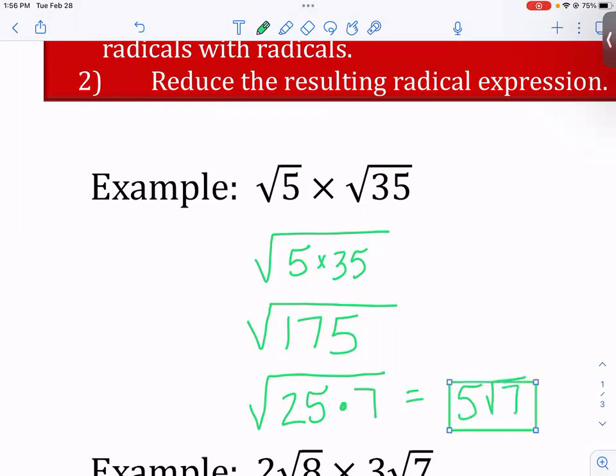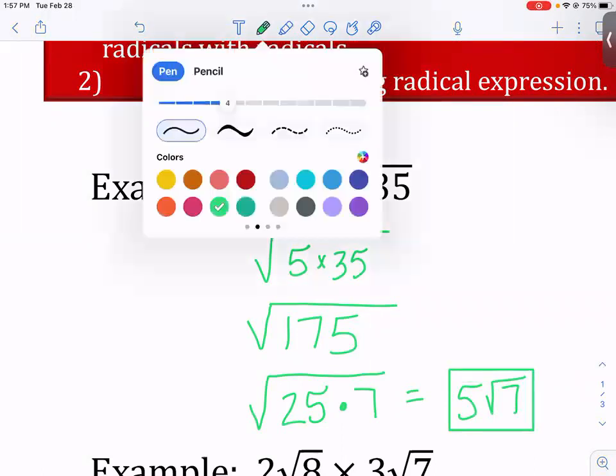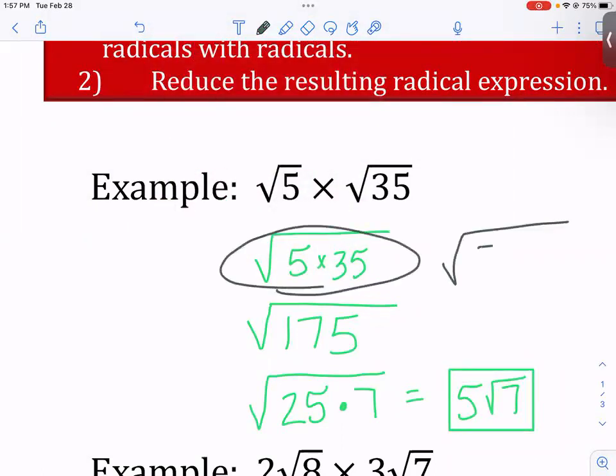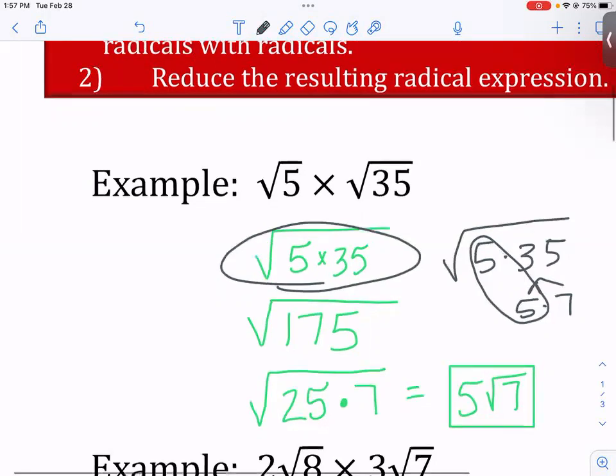Now this is what Dalton noticed. He came up here and he said, okay, well, if I have 5 times 35, 35 is 5 times 7. So there's my 5 squared that comes out of the radical and the 7 stays underneath. That works for everyone. I'm giving you 2 different ways you can do this.